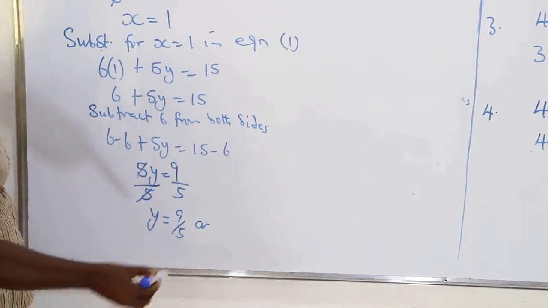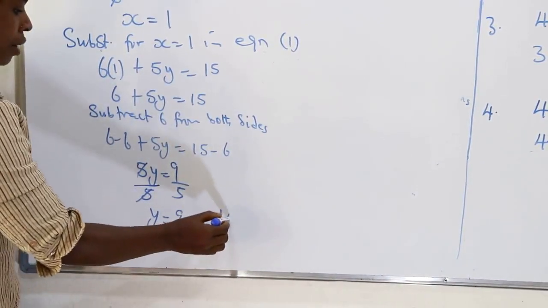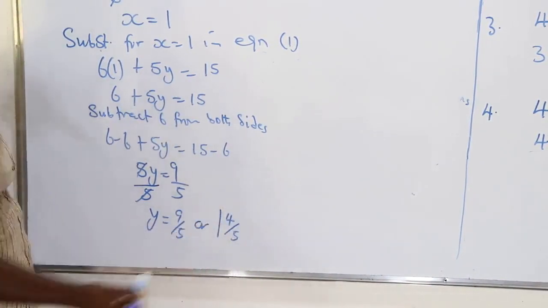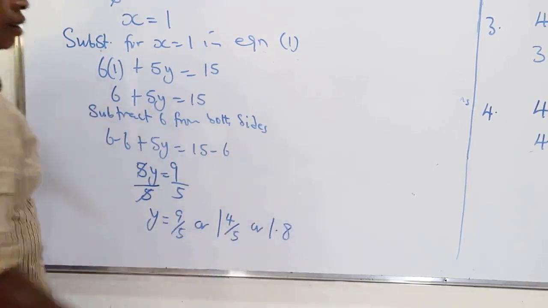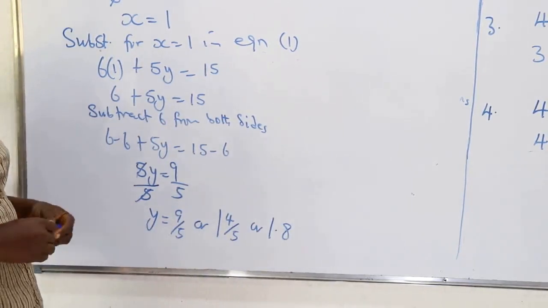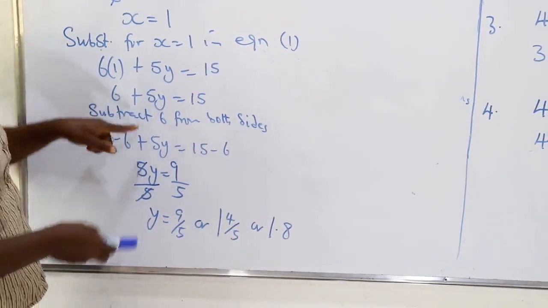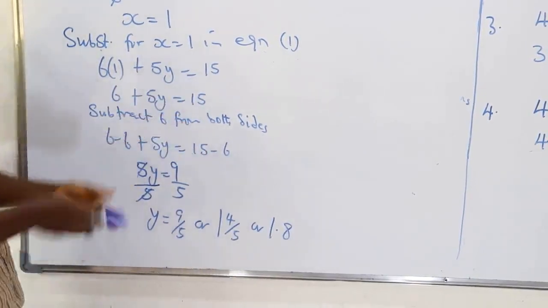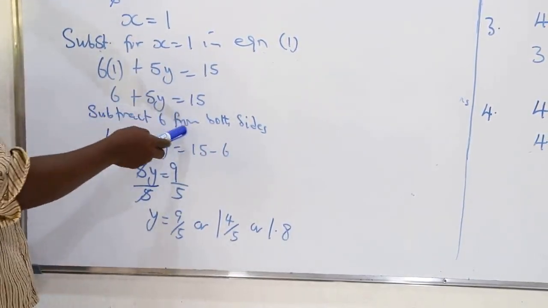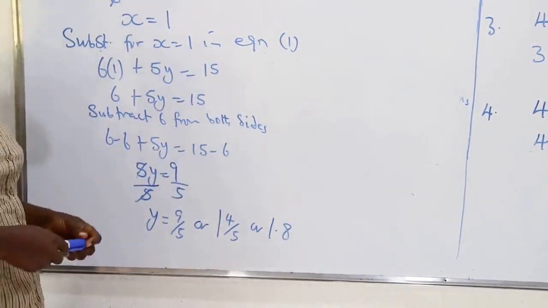So we now change it to a mixed fraction, to be what? 1 whole number 4 over 5, or you can still write it in decimal as 1.8. That is in decimal. So that is it. Remember here, we normally say collect like terms, which is still the same thing as subtracting 6 from both sides.